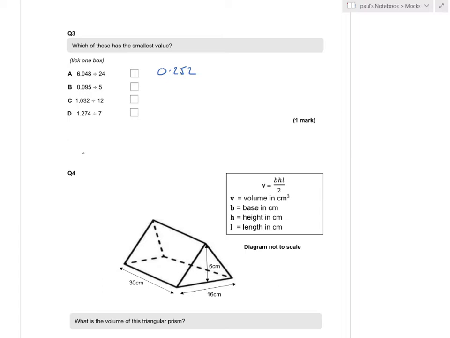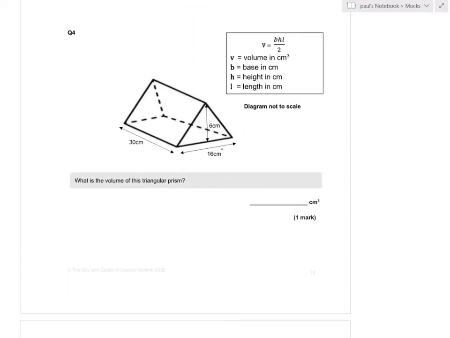0.095 divided by 5 is 0.019, and 1.032 divided by 12 is 0.086. It looks as though I was right, wasn't I? 1.274 divided by 7 is 0.182. So it is this one, yeah. I was right. Not always, so keep an eye on me.